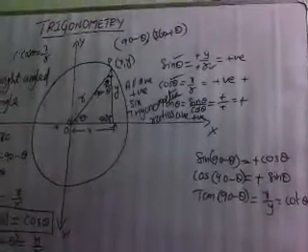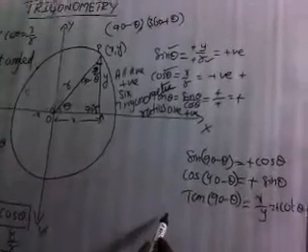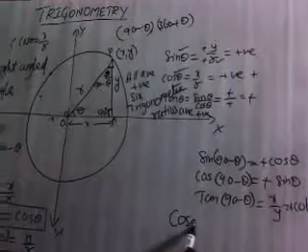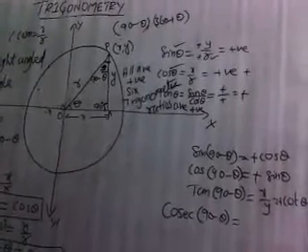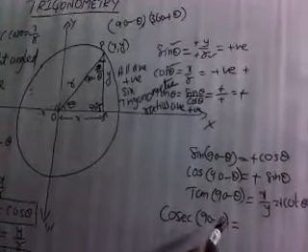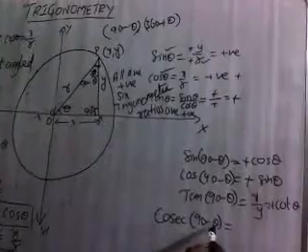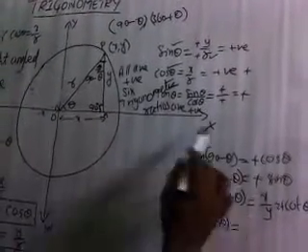Cot theta. So cot theta also plus cot theta. Similarly, cosecant theta is equal to cosecant of 90 minus theta. So cosecant 90 minus theta is the reciprocal of sin. 90 minus theta is in the first quadrant. In the first quadrant all are positive, so the reciprocal of sin is also positive.